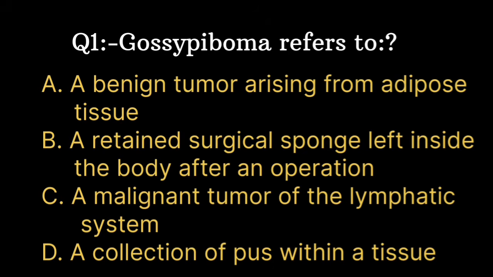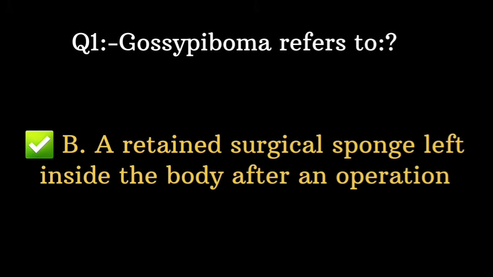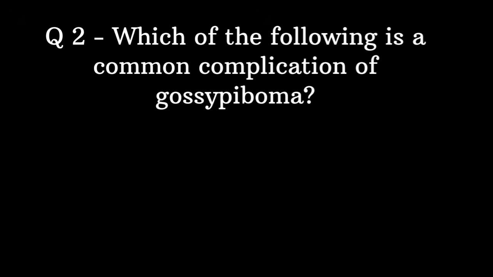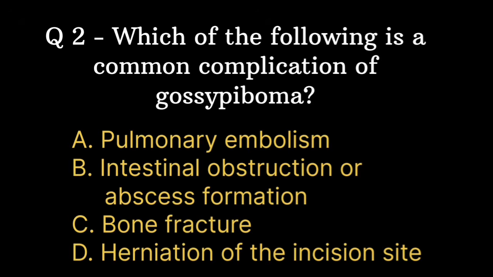The correct answer is option B. A retained surgical sponge left inside the body after an operation. Question number 2. Which of the following is a common complication of Gossypiboma? Options A. Pulmonary embolism. B. Intestinal obstruction or abscess formation. C. Bone fracture. D. Herniation of the incision site.